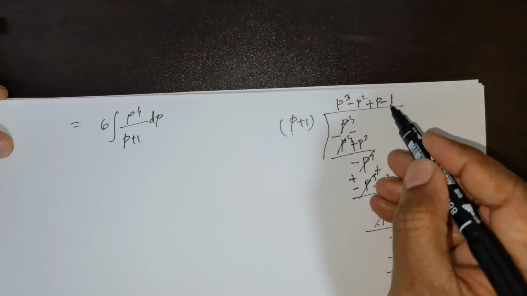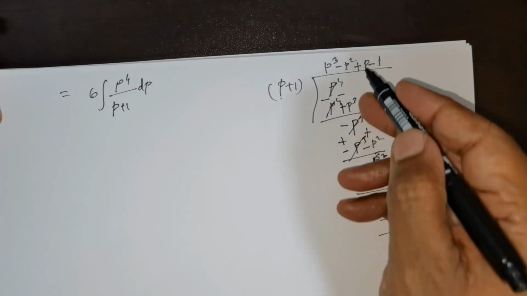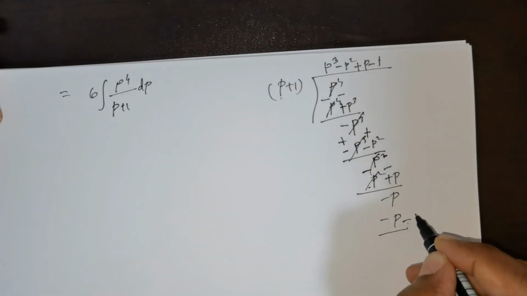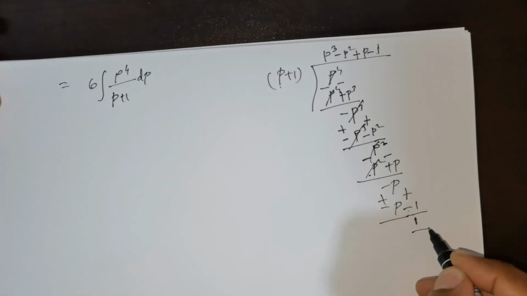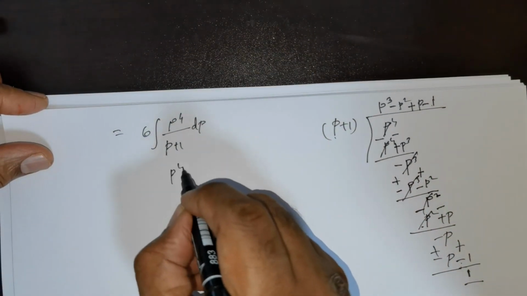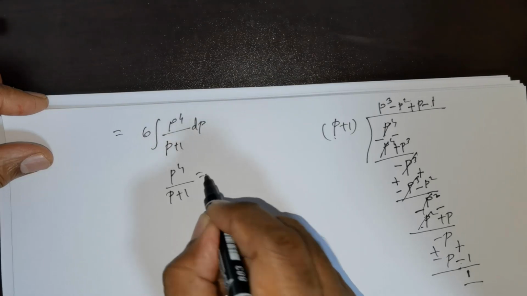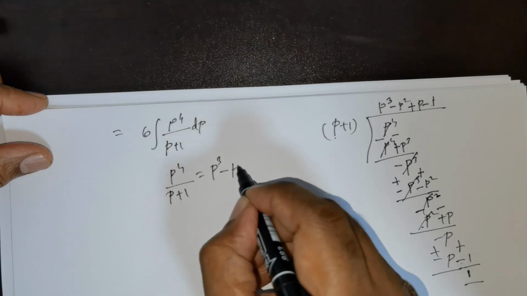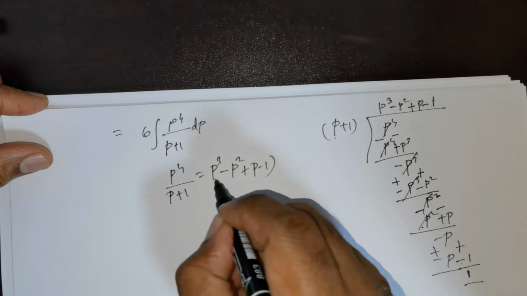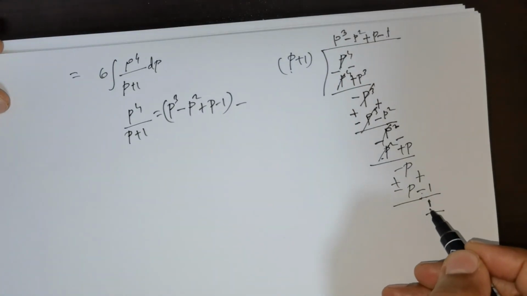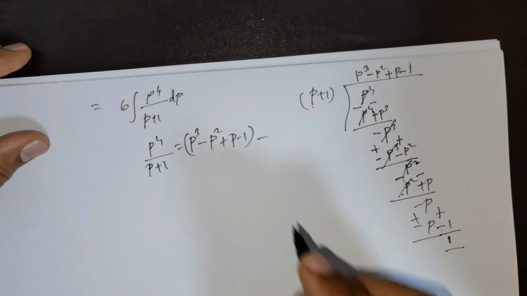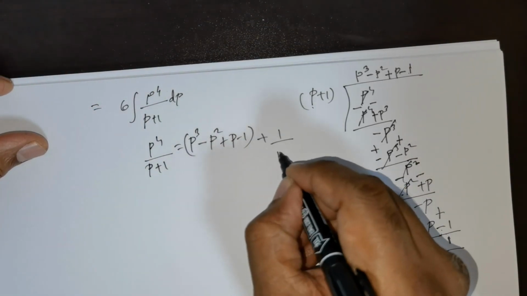Clearly you need to place negative 1. Negative 1 times p will give you negative p. Negative 1 times positive 1 will give you negative 1. Change the sign, you get positive 1. So therefore p raised to the power of 4 divided by p plus 1 is rewritten as p cubed minus p squared plus p minus 1. This is the quotient, followed by the remainder, that's going to be positive 1 divided by the divisor.